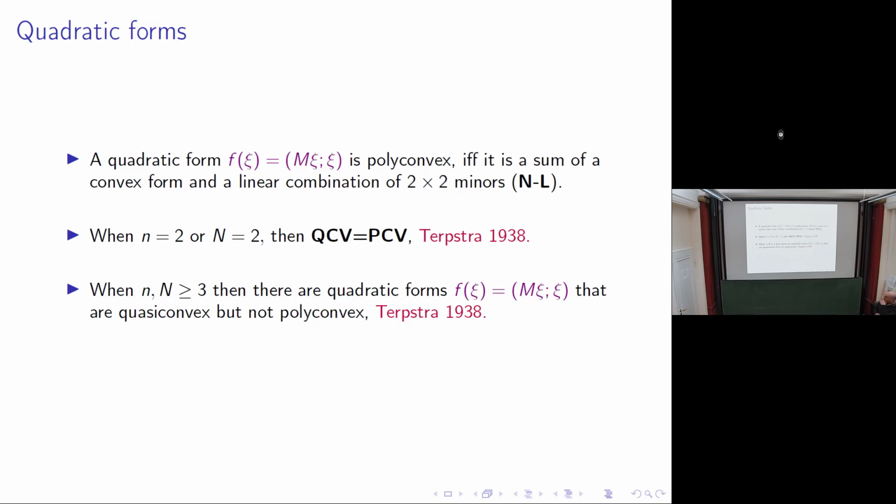Yes, so in the case when one of the dimensions is 2, a positive form is a totally positive form, in the language of real geometry or convex geometry. And this is also related to the problem of sums of squares. Okay, and it was also known long ago that when both dimensions are larger than 2, then there exists a quadratic form that is quasi-convex but not polyconvex. It was proven in 1928. There was no explicit example given, but the existence was proven.